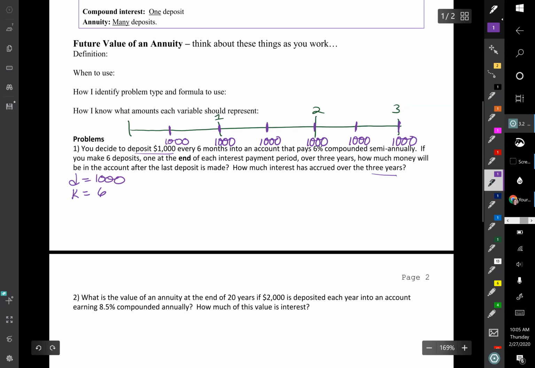So let's read the entire problem here. If you decide to make 6 deposits at the end of each interest payment period, that's just called an ordinary annuity, over 3 years, how much money will be in the account? So that's another clue. That's future value with the P sub N formula. Will be in the account after the last deposit is made, and then how much interest has accrued over the 3 years. And that's a little trickier.